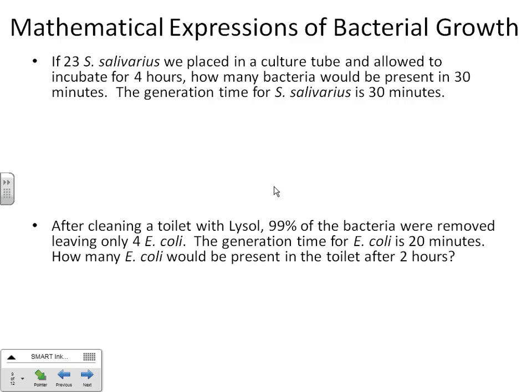Okay, so let's figure out what it says. What do we know from this problem? We know that we started with 23 bacteria. Okay, that's how many we started with. We stuck those in a test tube and we let them grow for 4 hours. Okay, we know the generation time is 30 minutes. All right, and we're asking how many are going to be present in 30 minutes. So what do we start with? These are very simple. We're going to break it into 2 parts.